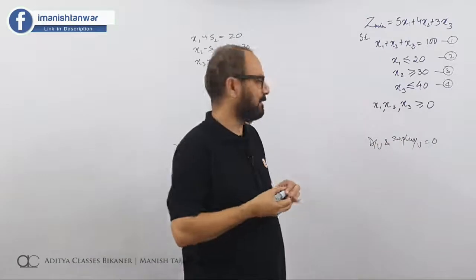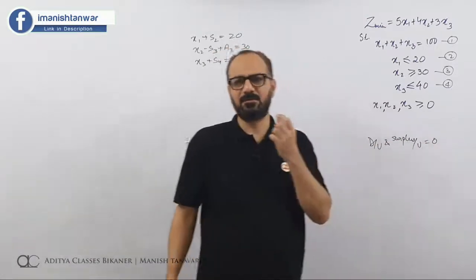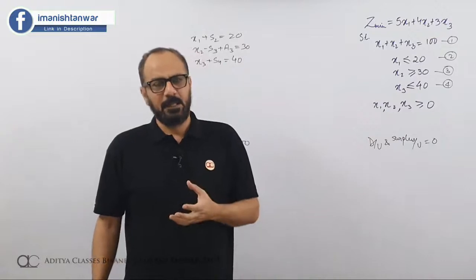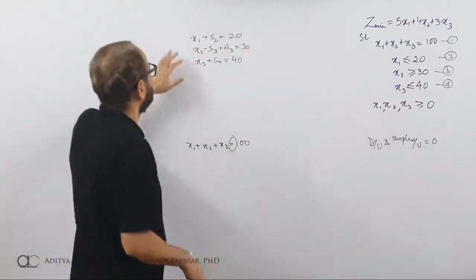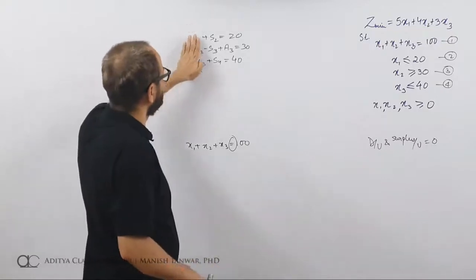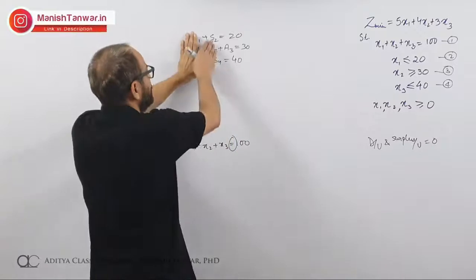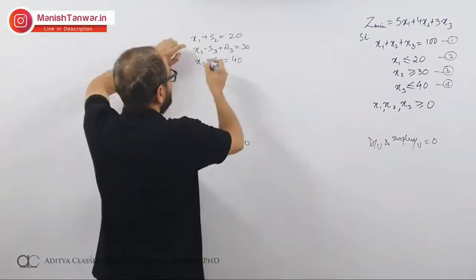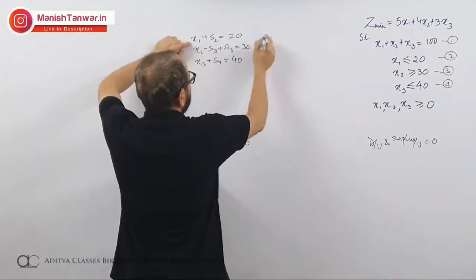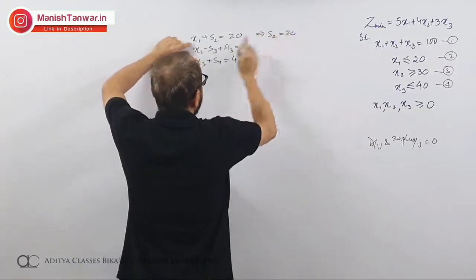Up till this point we have learned that all decision variables and surplus variables are put equal to 0 in order to reach the IBFS. Now if I put all decision variables and surplus variables 0, so x1 is 0, x2 is 0, x3 is 0, decisions are 0, surplus are 0, so this is also 0 because this is surplus. So my IBFS from this would be decision 0 giving me S2 is equal to 20.